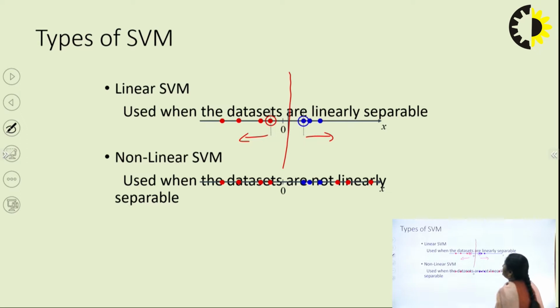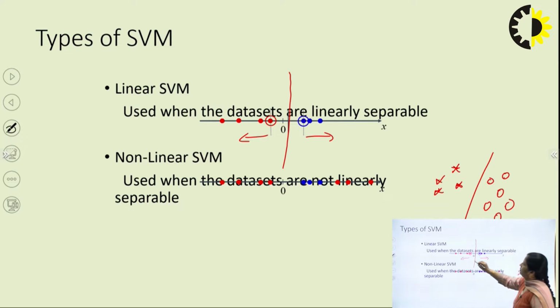Linearly separable means we have data points such that I can draw a line between different types of objects. That is my linear. For example, if I consider these as stars and these as circles, I am able to draw a line in between. Okay, so this is our linear SVM.